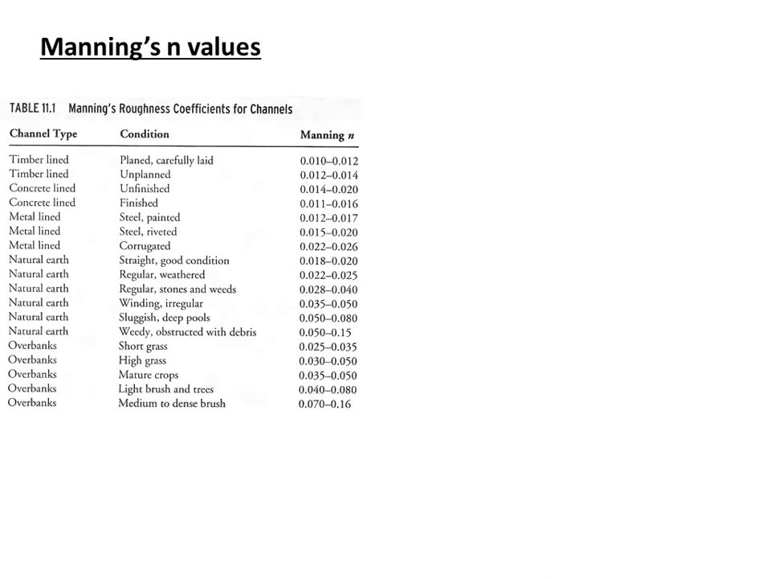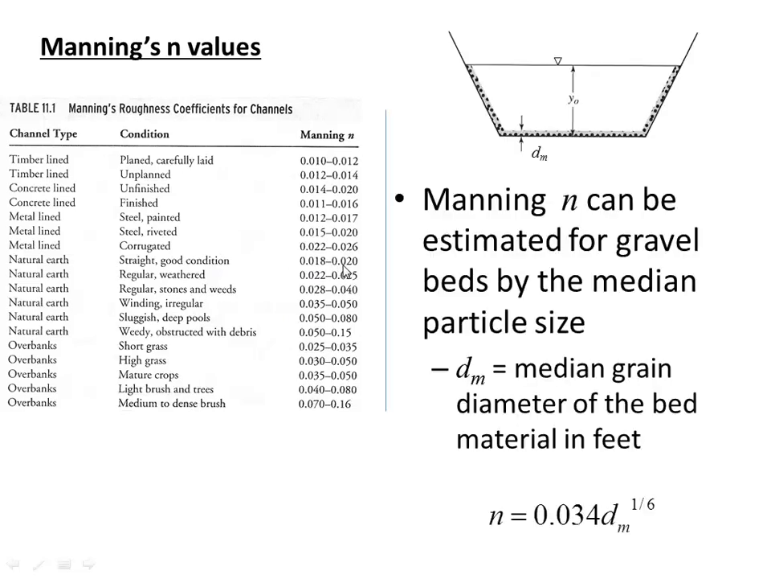This is the table of N values that's provided in your text, and we've seen a couple of other ones and talked about how the range of conditions that you may see in the field dictates which Manning's N value you use. And so in the case of natural earth, good condition could be between 0.018 and 0.02. The interesting thing is that you can also estimate the N value depending on the diameter of the material that's used in bedding. And the Strickler equation, which is shown here, is a formula that relates the diameter of gravel to the roughness value N.